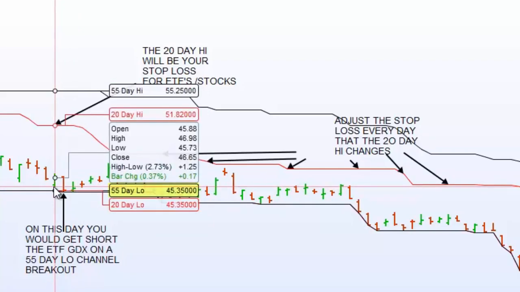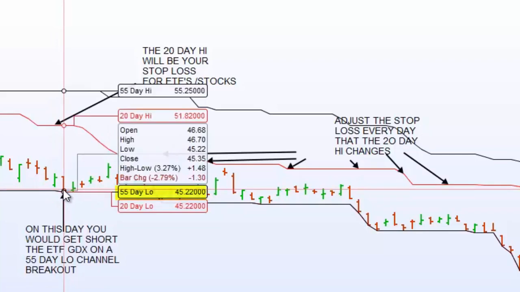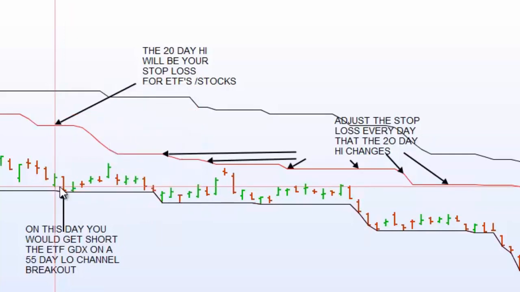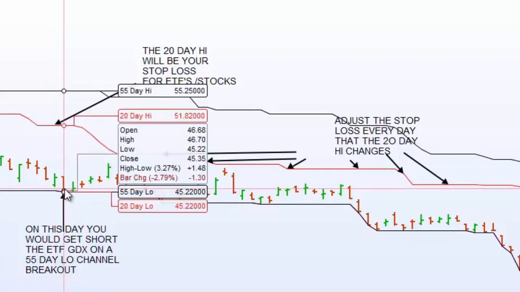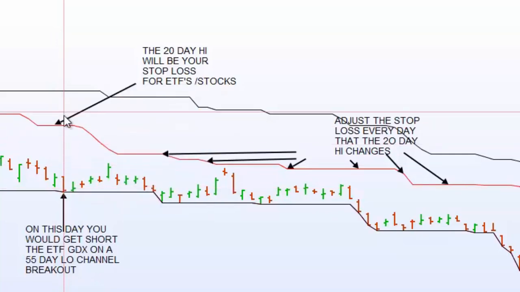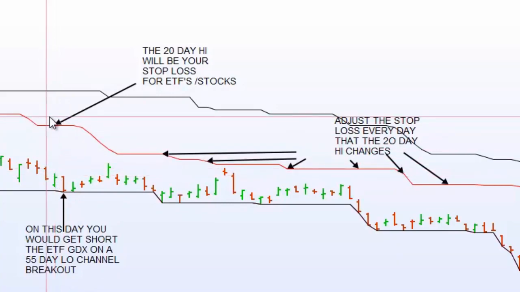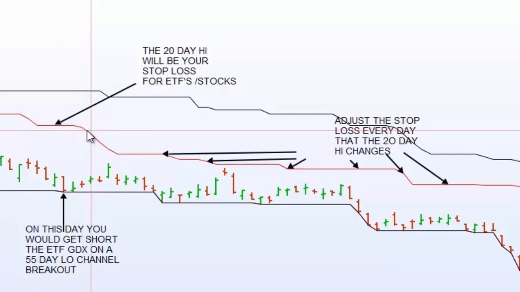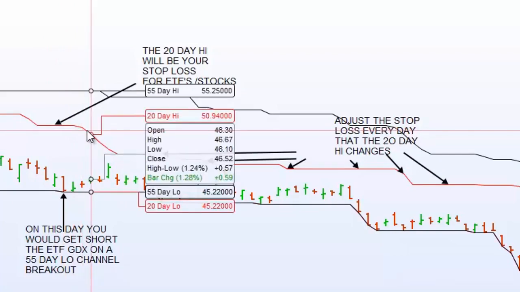Notice the low on this day is 45.35, and notice the low on this next day is 45.22. So your order would have been to sell on a break of 45.35 minus the cushion, and the next day you would have gotten into the market. Now on this day, this would be your stop loss. Remember, this is the stop loss that you choose the day before, and notice the next day doesn't change. So you keep that as your stop loss, and notice here the stop loss changes.